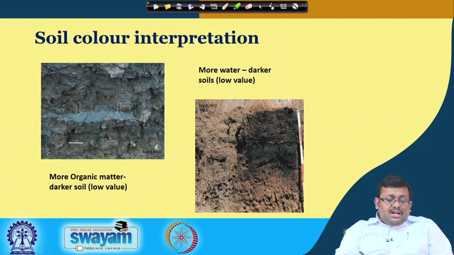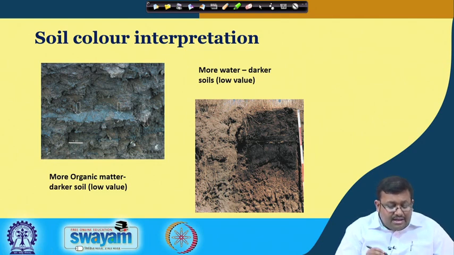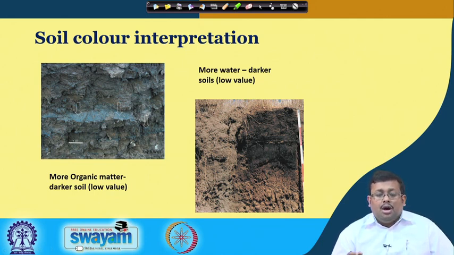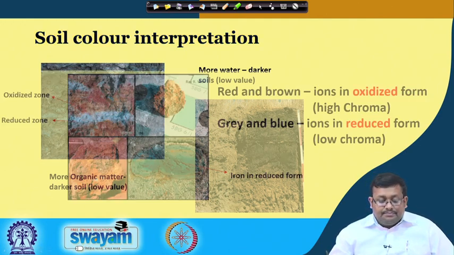As you can see, more organic matter shows darker soil color or low value here. The left picture is showing more organic matter, showing darker soil and low value, and the rightmost picture is showing more water, which is creating darker soil color of low value. So, it is very important: the soil color shows a snapshot of soil organic matter as well as soil moisture percentage.